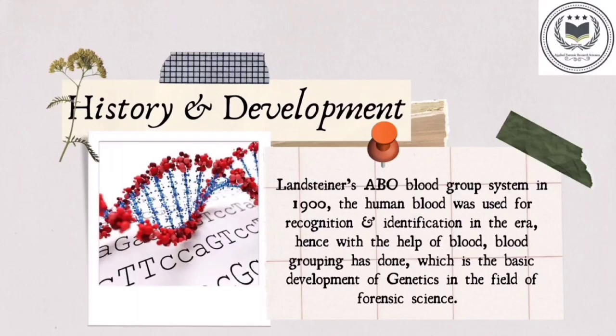Now we move towards the history of forensic genetics. As we all know, the father of blood grouping is Carl Landsteiner. He received the Nobel Prize after 30 years, in 1930, for his discovery of ABO blood grouping, and his blood grouping gives uniqueness to a person. At that time, this was the basic development of genetics in the field of forensic science.